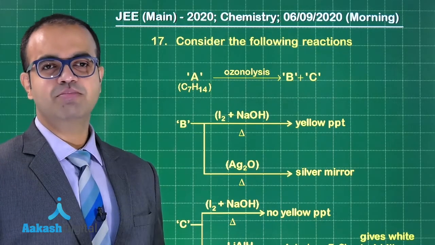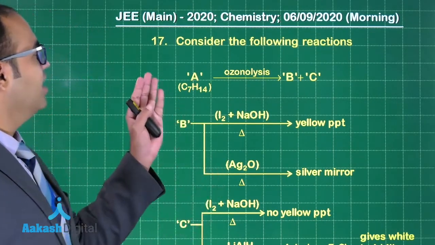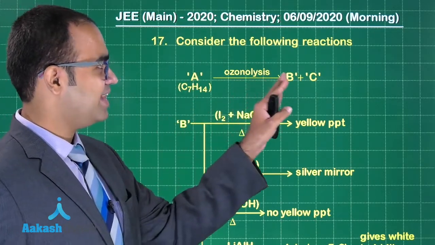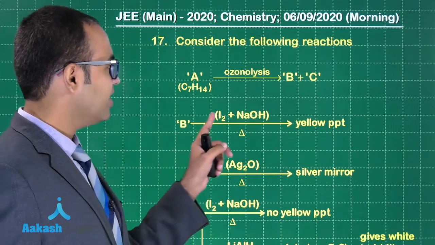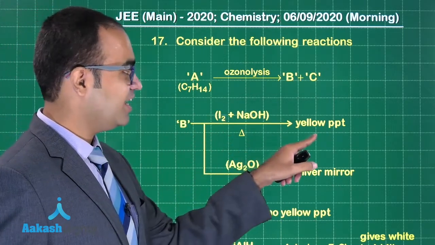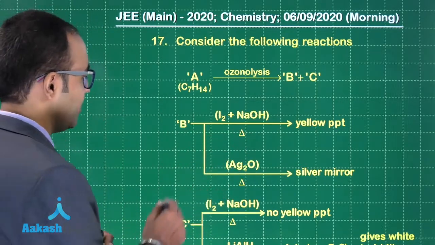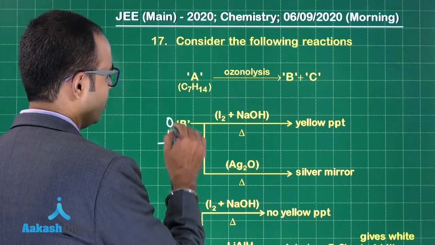Let us solve question number 17, guys. So again a question from organic chemistry. Consider the following reaction. A on ozonolysis gives you B and C. Very carefully observe this. B with I2 and NaOH gives a yellow precipitate. So if it is giving a yellow precipitate, then B will certainly have a COCH3 group.